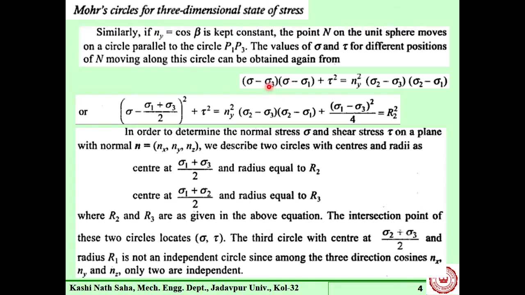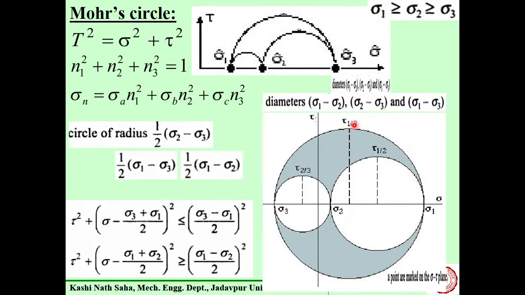So this is for the circle corresponding to sigma 1 and sigma 3. That means the outer circle, the big one, the circle with maximum radius. So here again we can express this equation in this form. Here again, if ny is 0, this is the quantity we will get, sigma 1 minus sigma 3 by 2. That means we are getting this particular circle, the outermost circle.